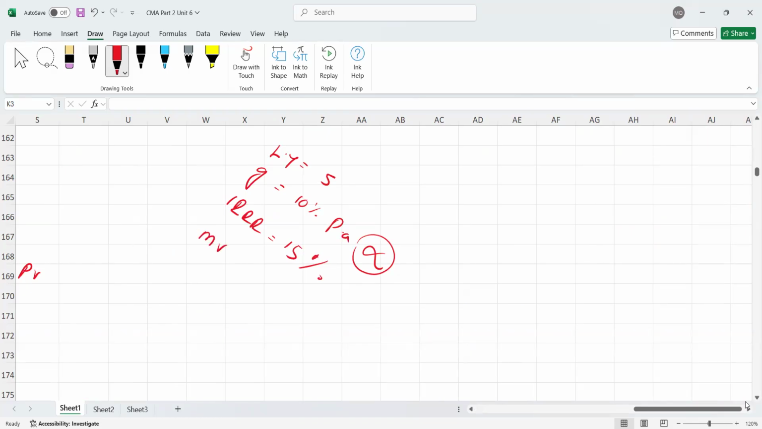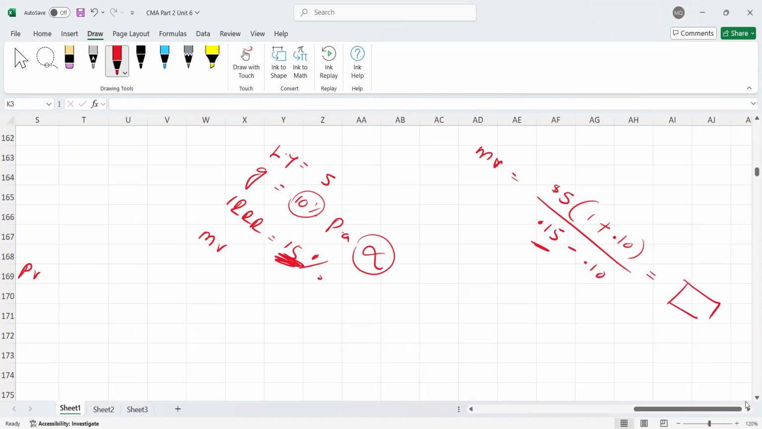So now you have to apply the formula. Market value is equal to last year dividend, which is $5, into 1 plus growth. Growth is 10%, so 0.10. Divided by investors' required rate of return, which is 15%, so 0.15, minus growth, which is 0.10. Now you will solve this. Whatever answer you get on your calculator will be the market value of the stock.